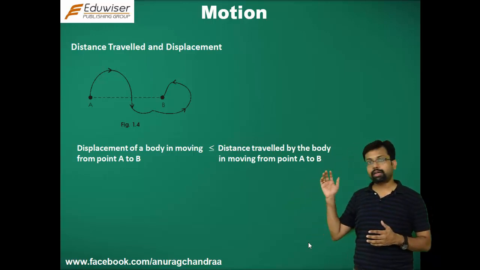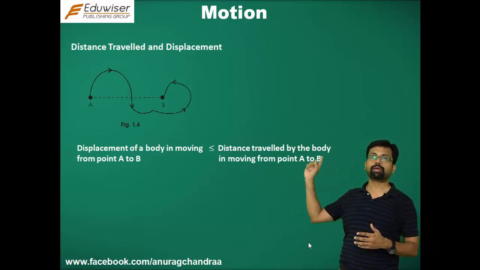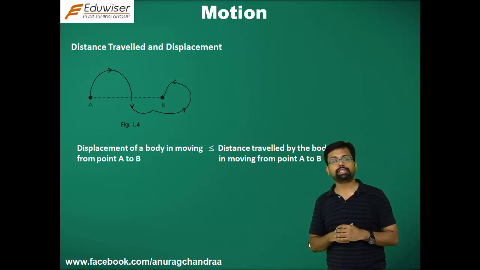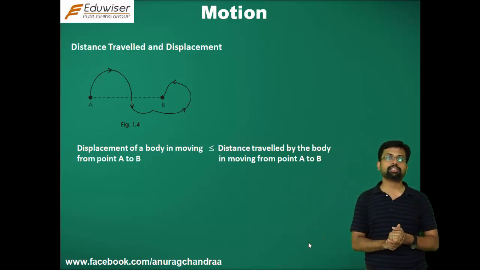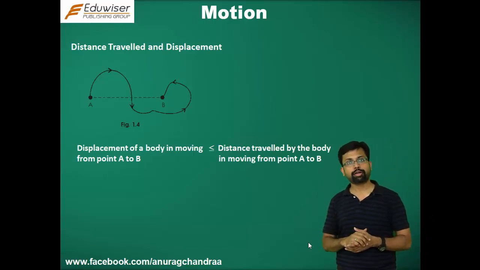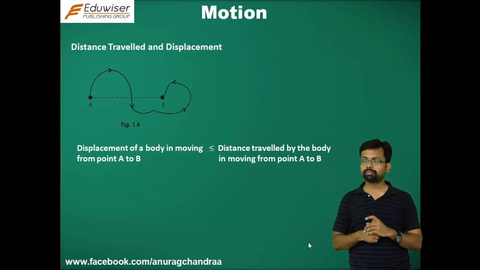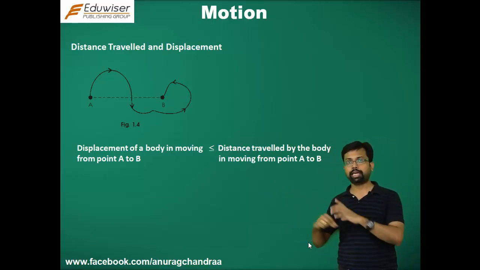Now, if a person goes from A to B in a straight line path, he stops at B. That would mean that the initial and the final points are A and B. In this case, the distance and the displacement are going to be the same, because the path that he has taken is a straight line path. So the length will also be that shortest path joining A and B. So in this case, the distance and displacement are both going to be the length AB.